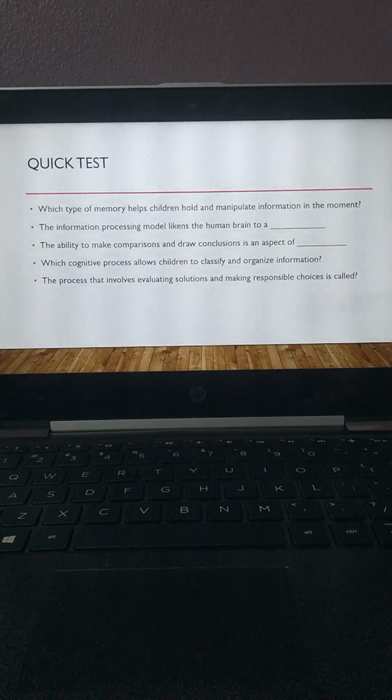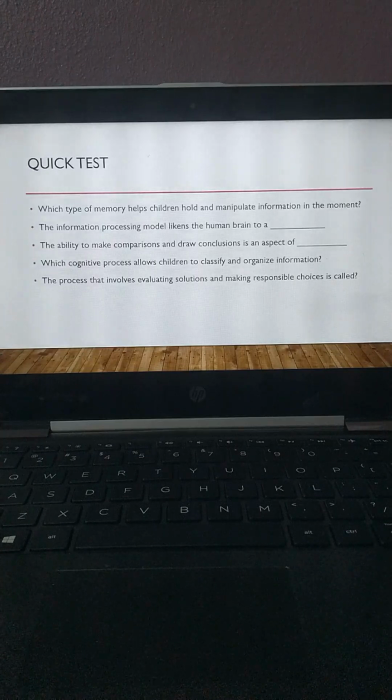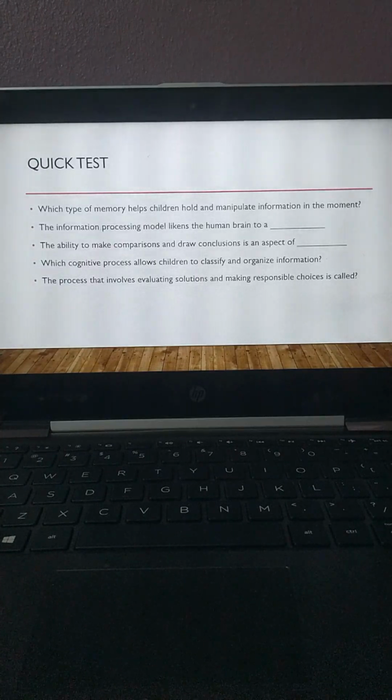Which cognitive process allows children to classify and organize information? The answer is concept formation. Concept formation allows children to classify and organize information or concepts, and it makes learning more efficient. The last question: the process that involves evaluating solutions and making responsible choices is called decision making. Decision making is a cognitive process that involves evaluating solutions and making responsible choices.